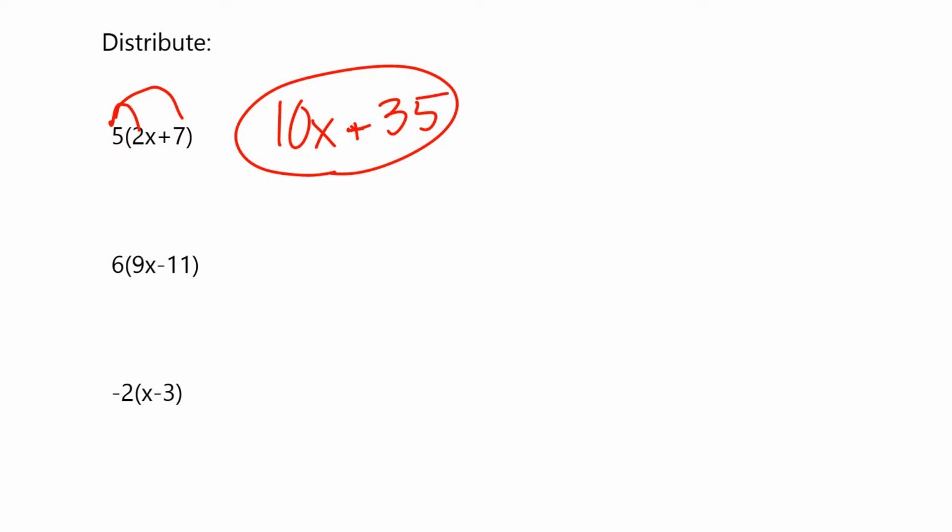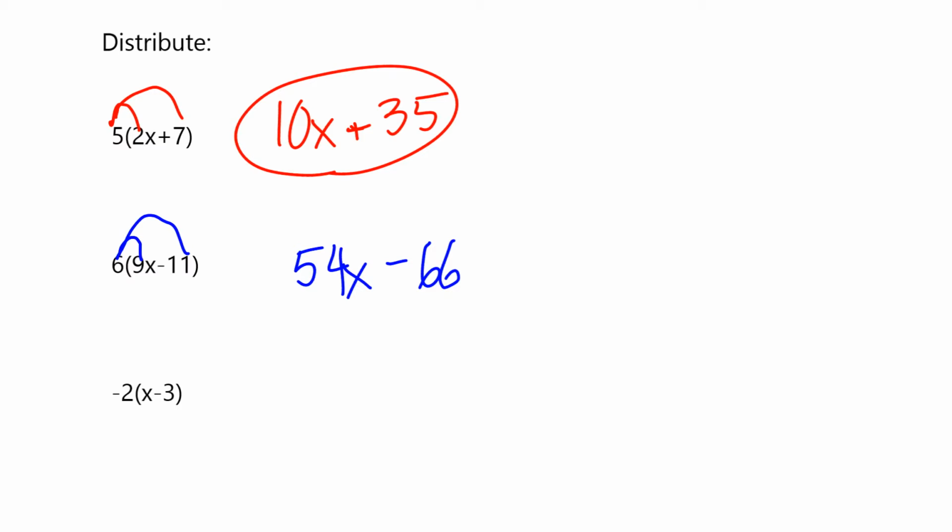In the second example, we do the same thing: multiply 6 into the parentheses. 6 times 9x is 54x, and 6 times 11 is 66. But there should be a minus sign in the middle. Keep in mind that the signs inside the parentheses nearly always stay the same. The only time they would change is if you were trying to distribute a negative number.